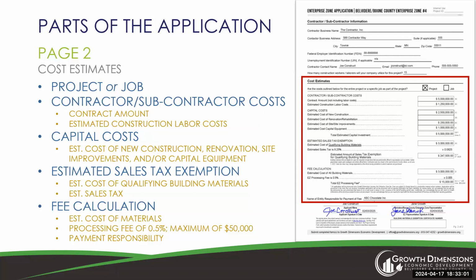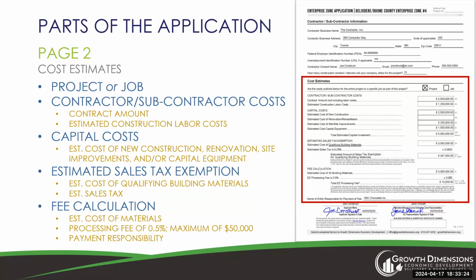Estimated cost of renovation, rehabilitation takes into account building materials being used to enhance, repair, or remodel an existing structure. This can be internal or external work on a structure. For instance, replacing interior and exterior doors or repairing a roof would be considered renovation or rehabilitation.